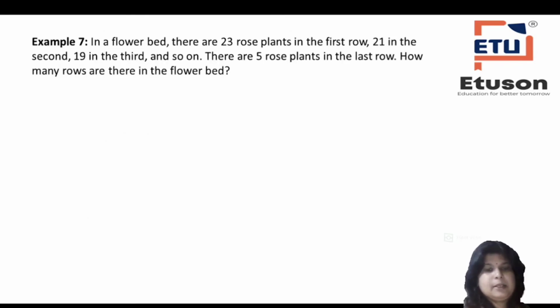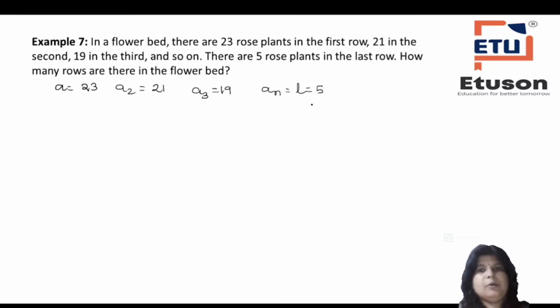In a flower bed, there are 23 rose plants in the first row, 21 in the second, 19 in the third, and so on. There are 5 rose plants in the last row. How many rows are there in the flower bed? Okay, so here your A is equal to 23, A2 is equal to 21, A3 is equal to 19, and A last or AN or L is equal to 5. So you have to find out how many rows there are, that means you have to find out N.